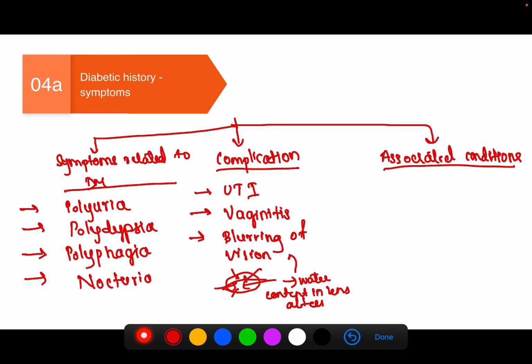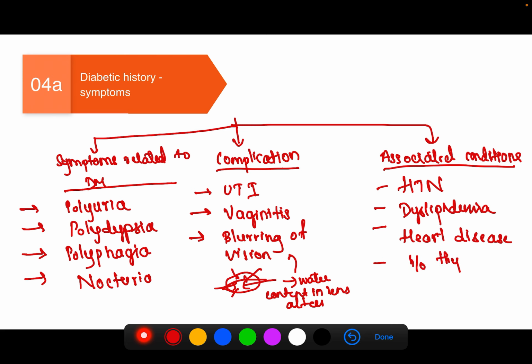Then you need to ask about associated conditions also. Whether the patient only has diabetes or also has hypertension, dyslipidemia or hypercholesterolemia, or any history of heart disease. And if you're thinking in terms of type 1 diabetes mellitus, you should ask the patient about any history of thyroid disease or any autoimmune disease.